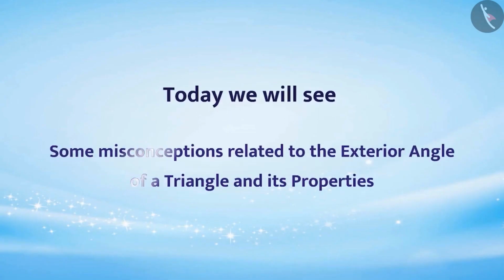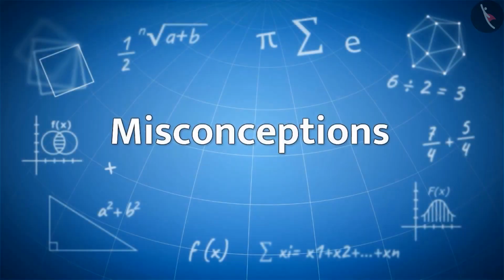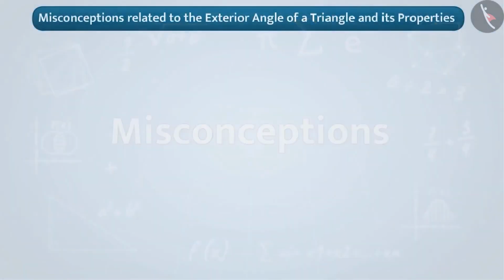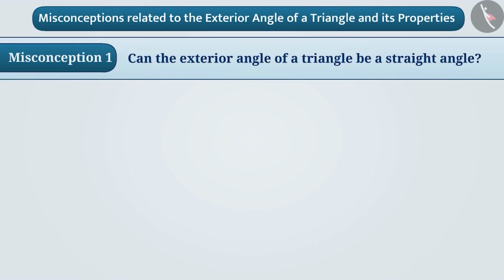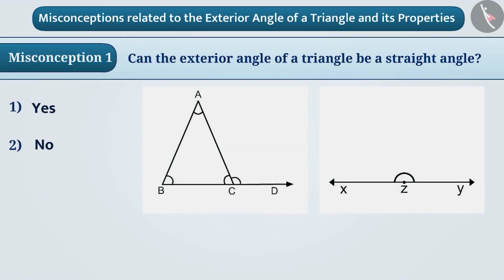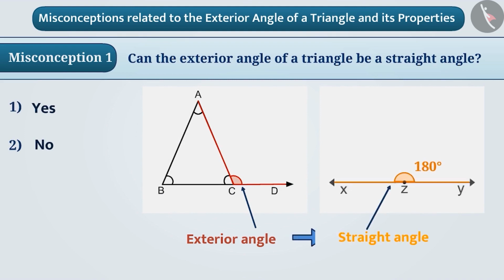Today we will see some misconceptions related to the exterior angle of a triangle and its properties. Misconception 1. Can the exterior angle of a triangle be a straight angle? Some students get the wrong idea that the exterior angle of a triangle can also be a straight angle, that is an angle of 180 degree. But this is a misunderstanding. The reason being, it is not possible to make a triangle where the exterior angle measures 180 degree.